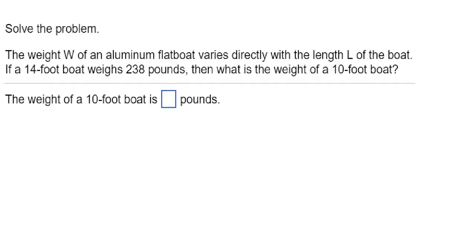Let's just take a look at an example. Solve the problem. The weight W of an aluminum flatboat varies directly with the length L of the boat. If a 14-foot boat weighs 238 pounds, then what is the weight of a 10-foot boat?